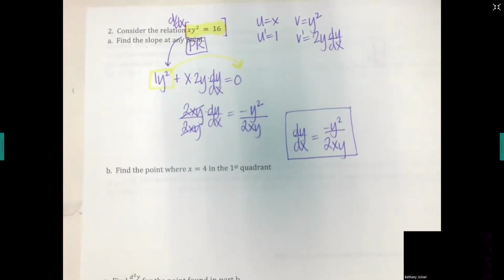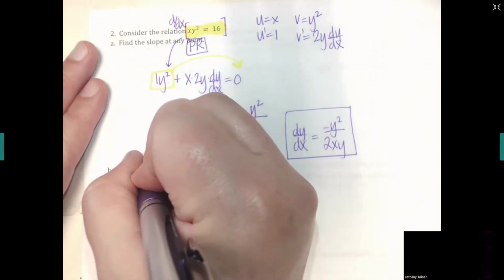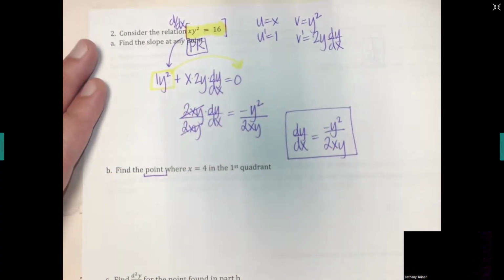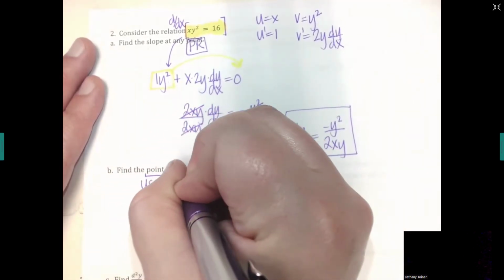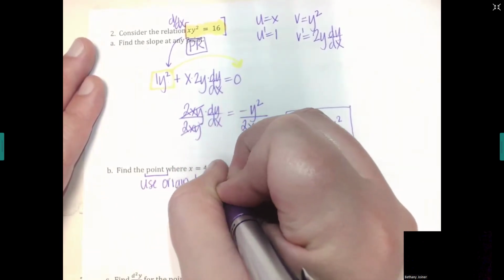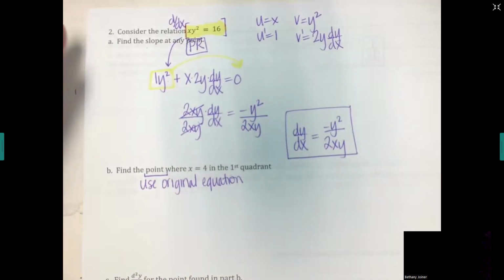Okay. Go down to part B. Okay, part B asks you to find the point where x is 4. So I want you to put a little note that whenever you're talking about points or like ordered pairs, you need an x and a y. You're going to use the original equation to find x or y. Now they have to give you one of them. Okay, but if they give you one, you can find the other using the original equation. So write down xy squared is 16.